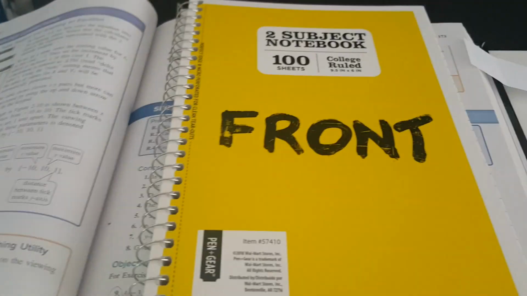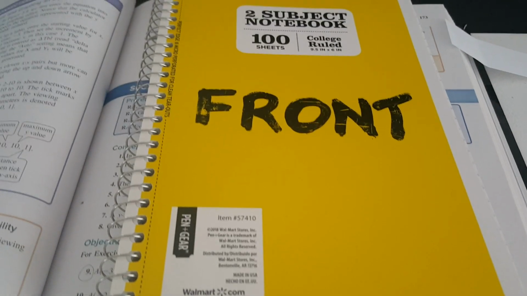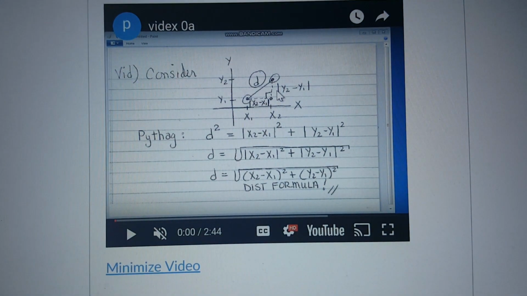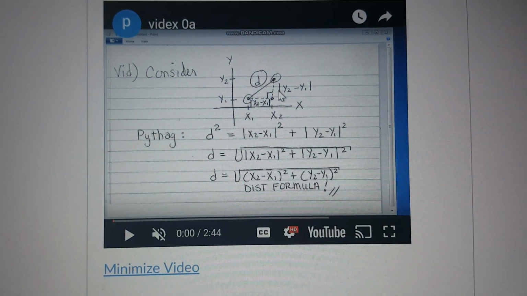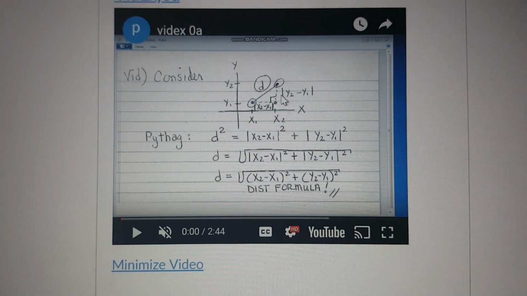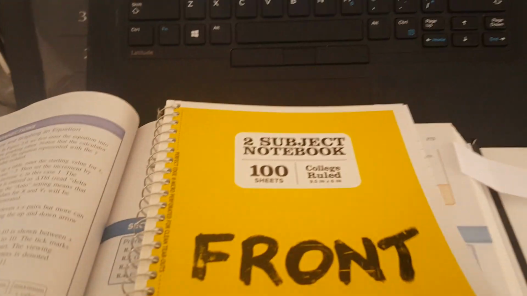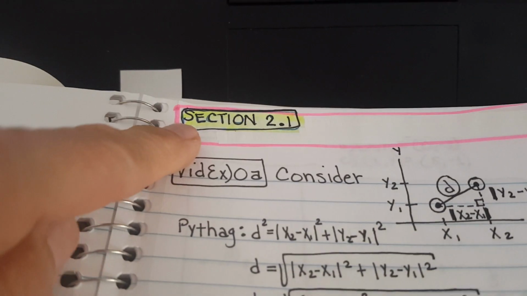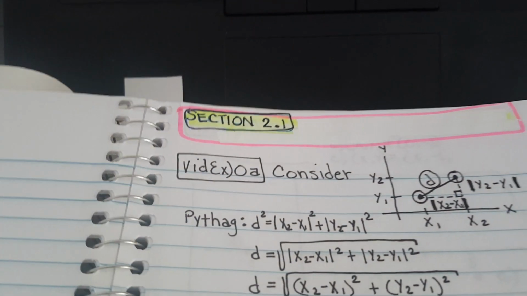Okay, so back to the front pages, because the front pages of your notebook, that's where you write up your videos. So go back up to your portfolio, carefully click and listen to the YouTube video for video example 0A. As you're watching that, open your notebook to section 2.1. Now write section 2.1. Now you got to highlight that. I need to see where you're at, section 2.1. I even put the section number down here at the bottom, section 2.1.